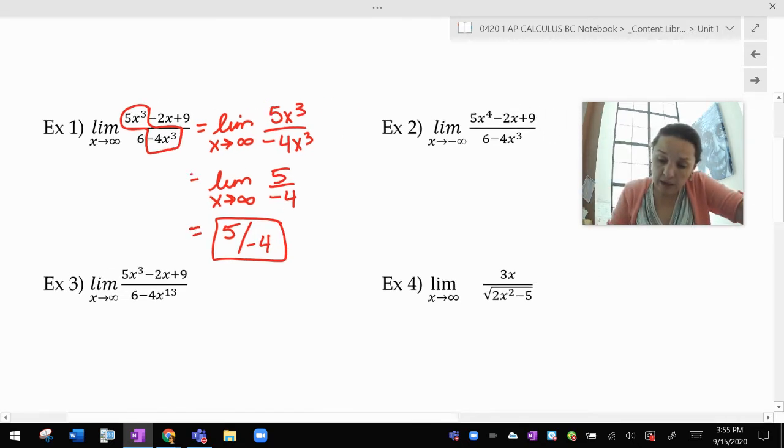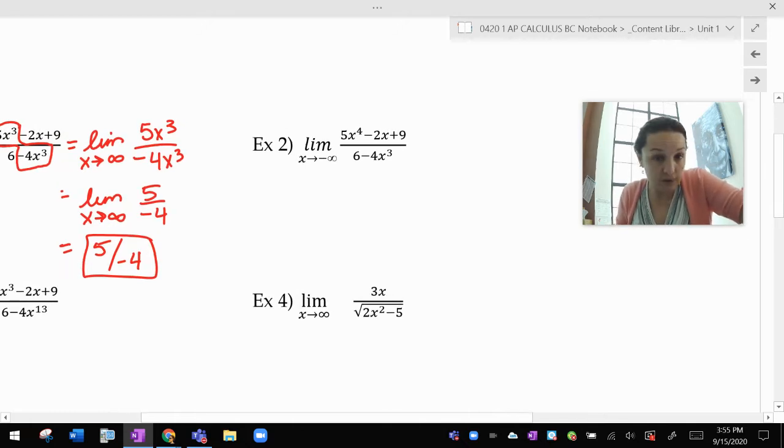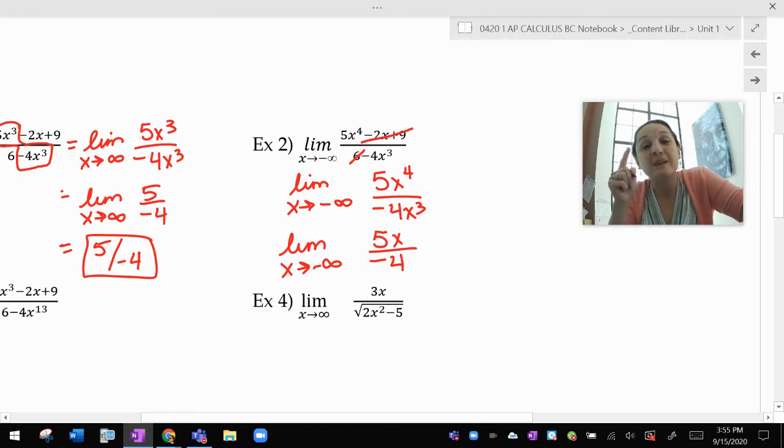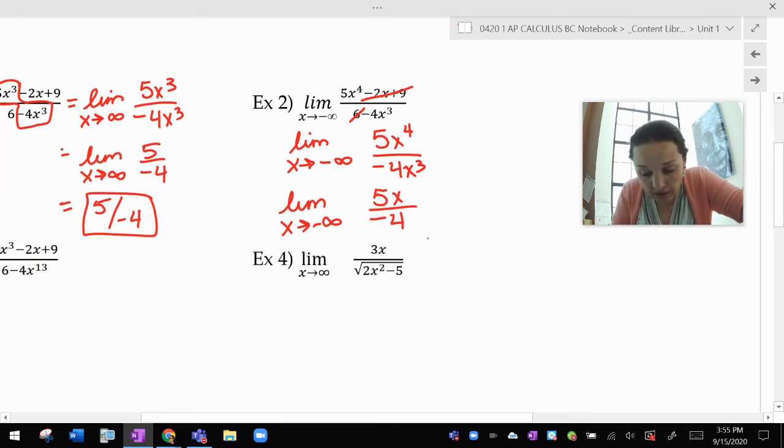That's it. If I come over here, x is approaching negative infinity, so I'm going to be a little bit careful here, and I'm going to just look at the highest powered terms again. This doesn't matter, that doesn't matter. So this limit is the same as the limit as x approaches negative infinity of 5x to the 4th over negative 4x cubed. And that would be the same as the limit as x approaches negative infinity of 5x over negative 4. The top is bigger than the bottom, so when I plug negative infinity in for x, my numerator is going to be negative infinity divided by negative 4, which is positive infinity.